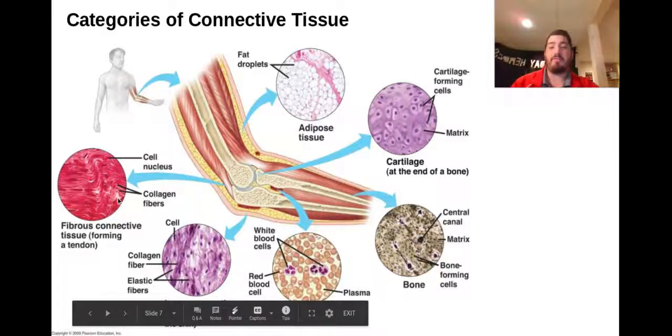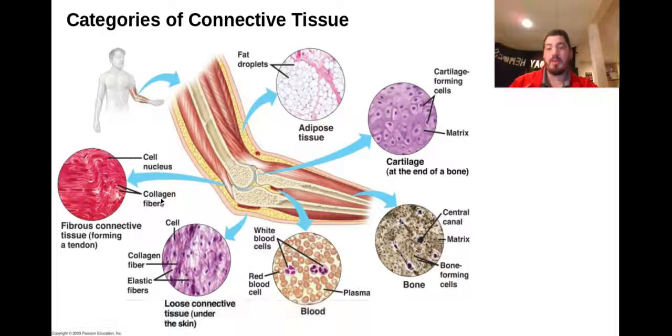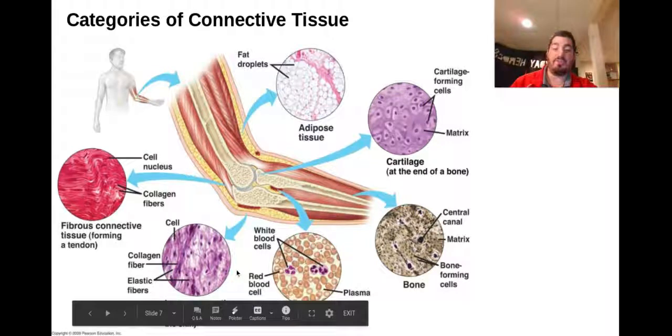All right, and here's the categories of connective tissues. And you see fibrous connective tissue with collagen, looser connective tissue like under the skin. We have blood cells, we have bone cells or tissue, okay?